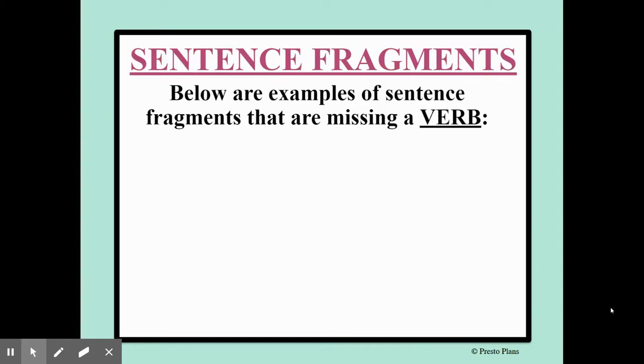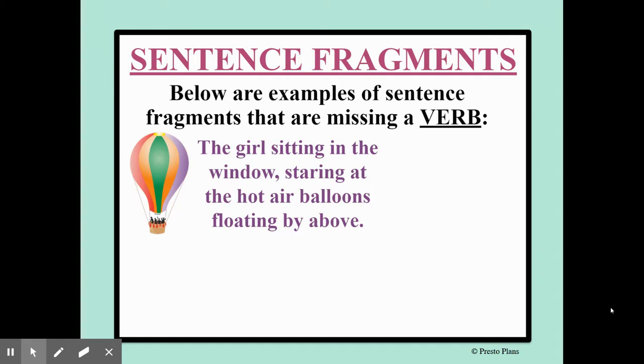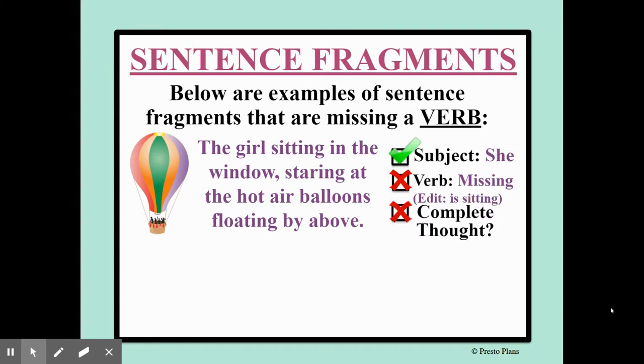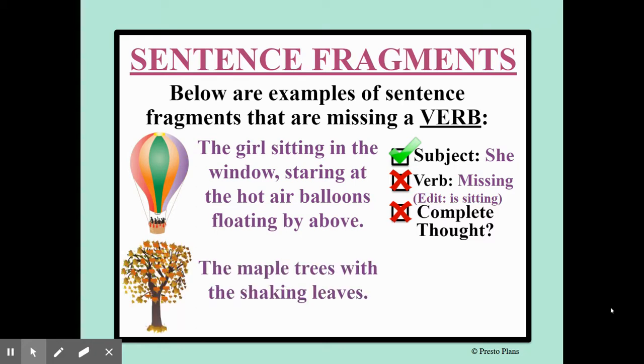Sentence fragments. Let's look at some examples of sentence fragments that are missing a verb. The girl sitting in the window staring at the hot air balloons floating by above. While the reader is confused, this is a fragment. It is an incomplete thought. It's missing a verb. It has the subject, but to revise it, the writer needs to add a verb, such as is. The girl is sitting.